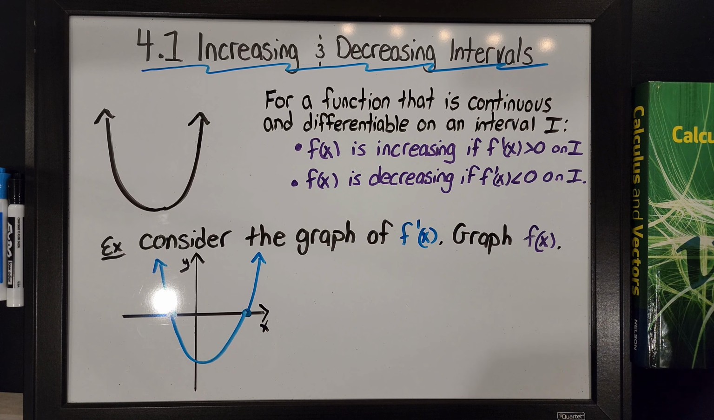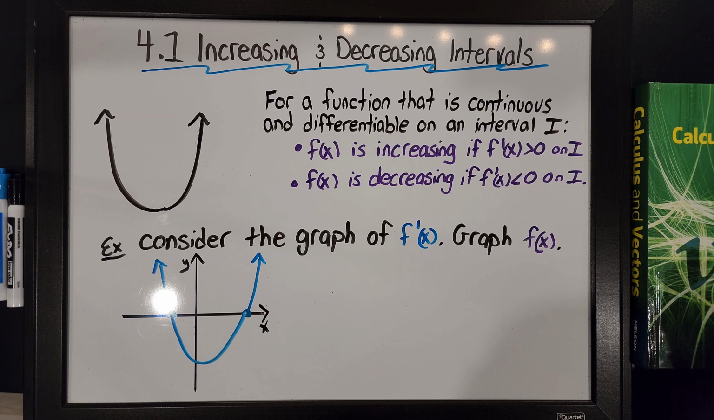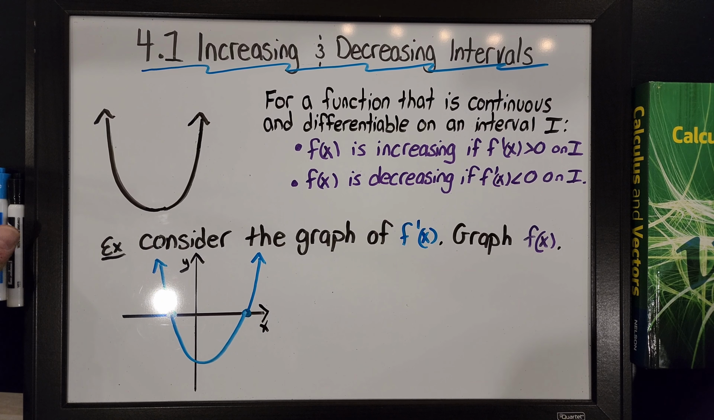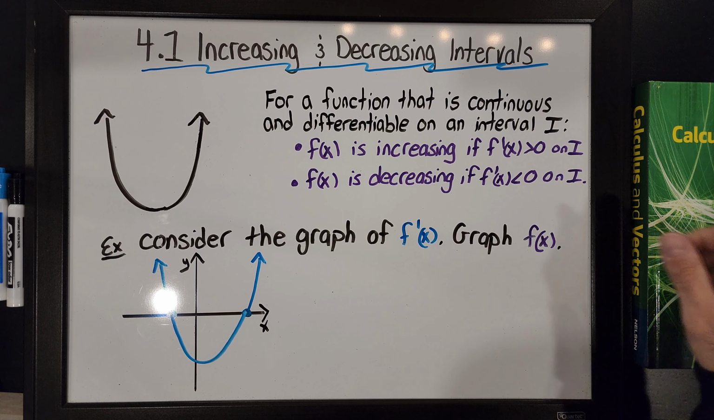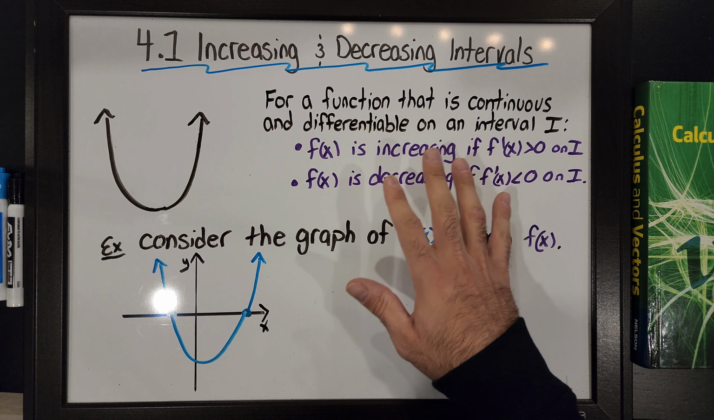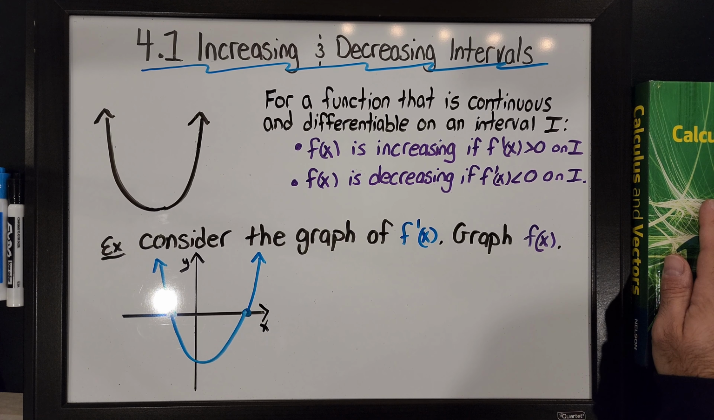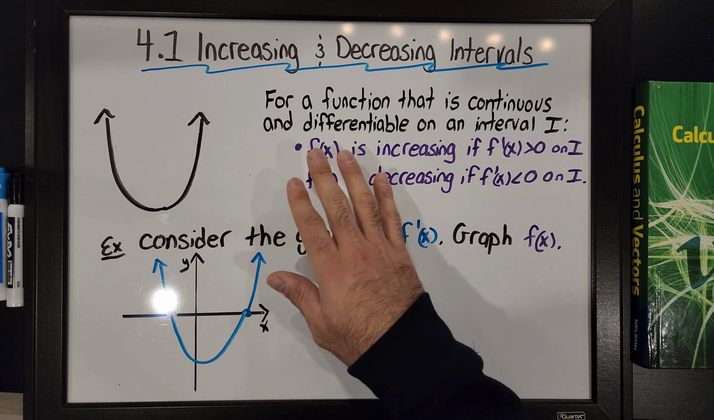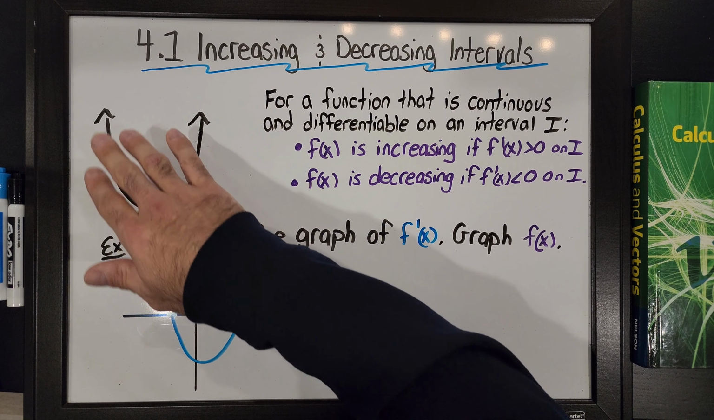All right, so chapter 4, increasing and decreasing intervals, is chapter 4.1. Pretty easy section. Let's get right to it. We're just trying to find out where functions are increasing and decreasing, and the way we do that is by analyzing the first derivative. So let's take a look at this parabola right here.